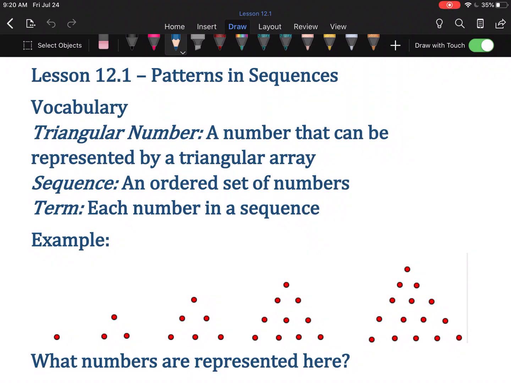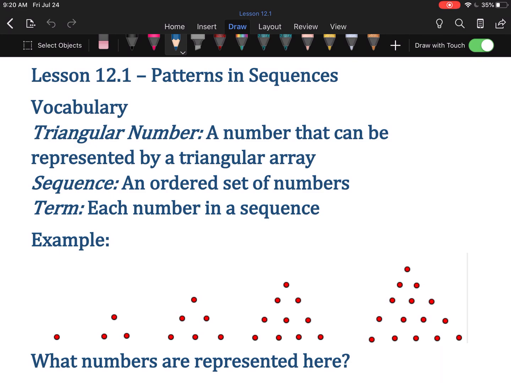Chapter 12 is just 2 quick lessons. We're not even going to take a test on them. You will have assignments, and what you will learn in this chapter does go forward into Chapter 13, so don't think you can blow the next couple of days off. You can't. First up, we have patterns in sequences.